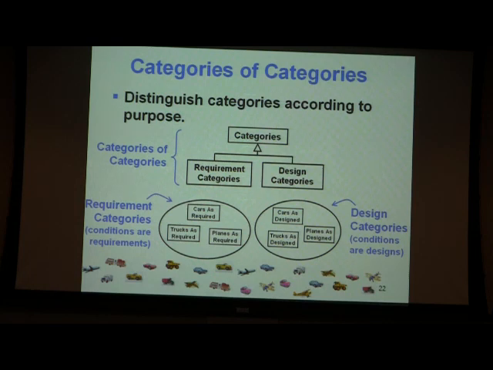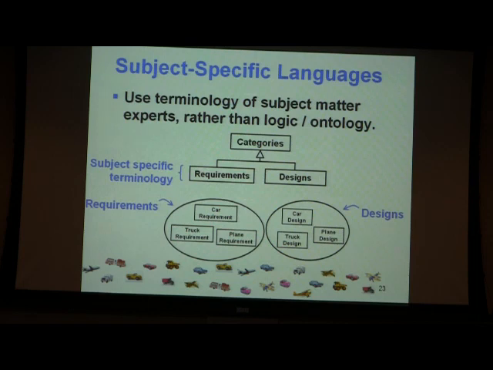So once you decide, well, I'm going to have categories of categories, you have the opportunity then to shift over to a language that's closer to the engineer. The engineer's not thinking, oh, this is a requirements category. They're just thinking the requirements. They're not thinking, oh, this is a design category. And they're not thinking about categories of categories. Just call them that, and this is kind of what SysML does. It just says, well, I'm going to start talking using the language of the subject matter expert.